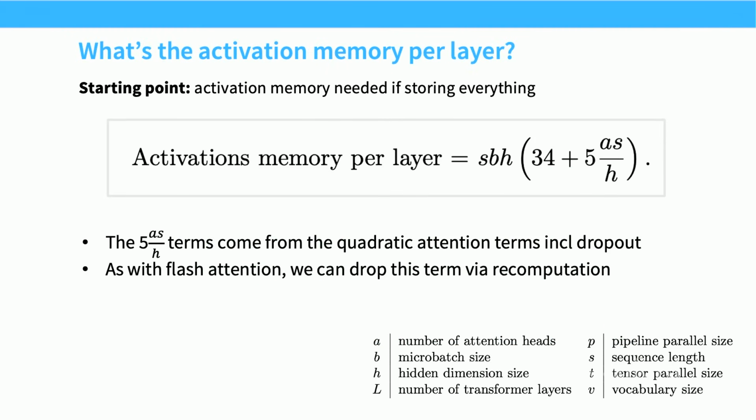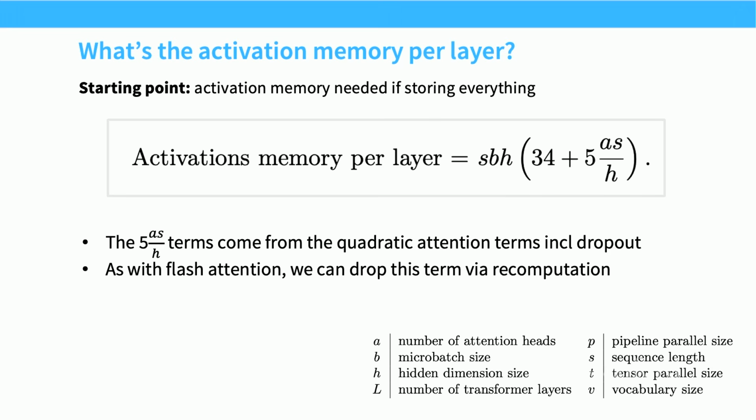So if we're storing everything, and this is a good statistic or rule of thumb to start with, the amount of activations that we need is going to be something like 34 times S times B times H, that's sequence length times batch size times hidden dimension size, plus 5 times AS over H. So that's AS is attention heads times sequence length divided by hidden dimension size.